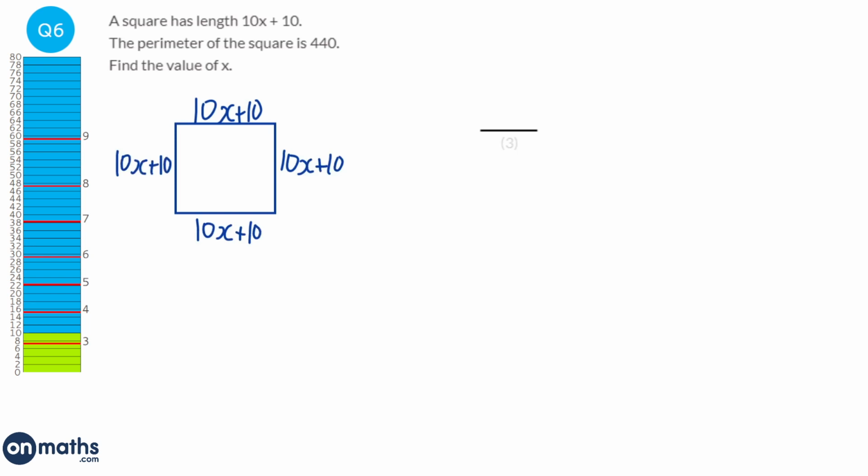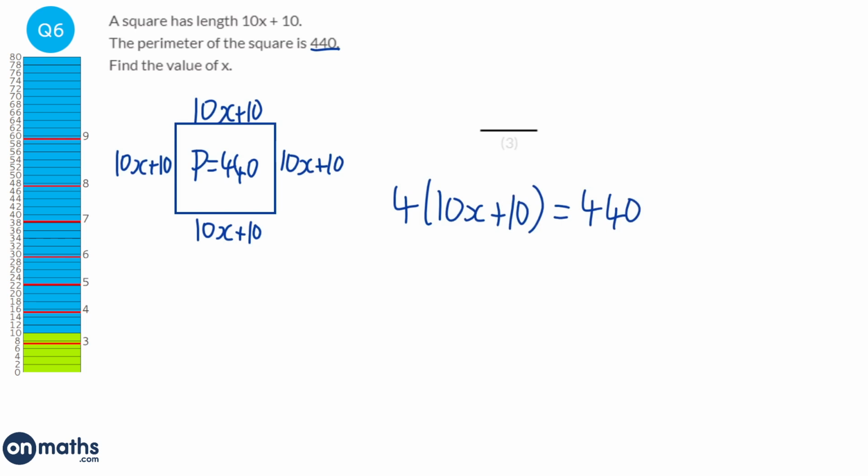But we're also told that the perimeter is 440. So the perimeter is 440. So what we can do is work out the perimeter in algebra by multiplying 10x plus 10 by 4, or just adding up the 4 lengths that we've got. So we're going to do 4 times 10x plus 10. But we also know that that is going to be 440.